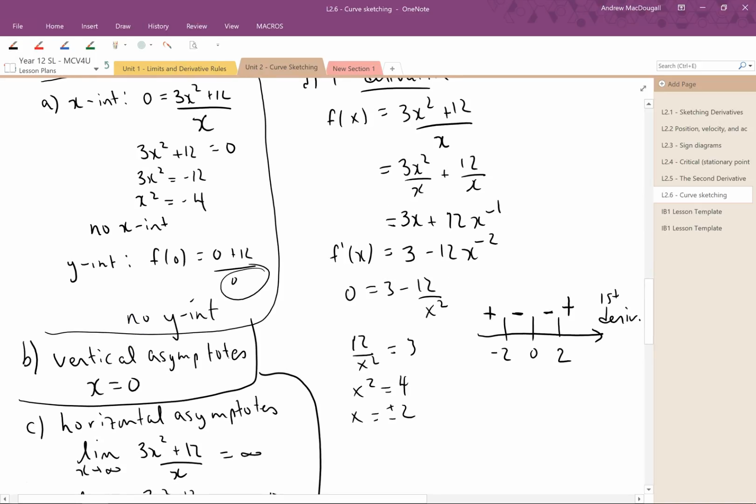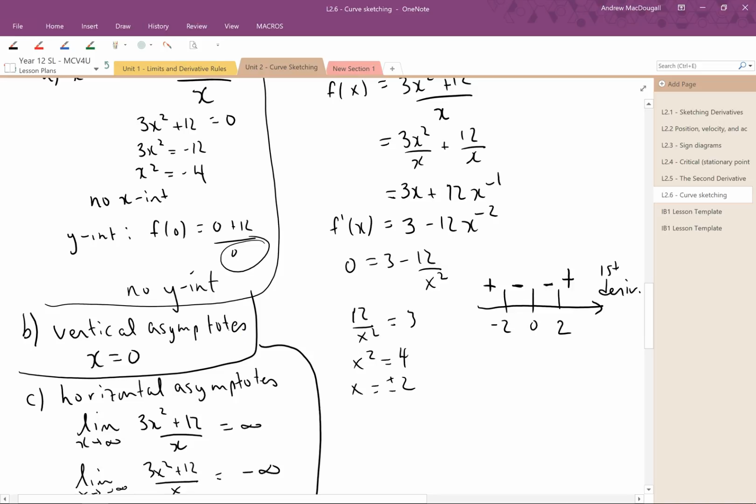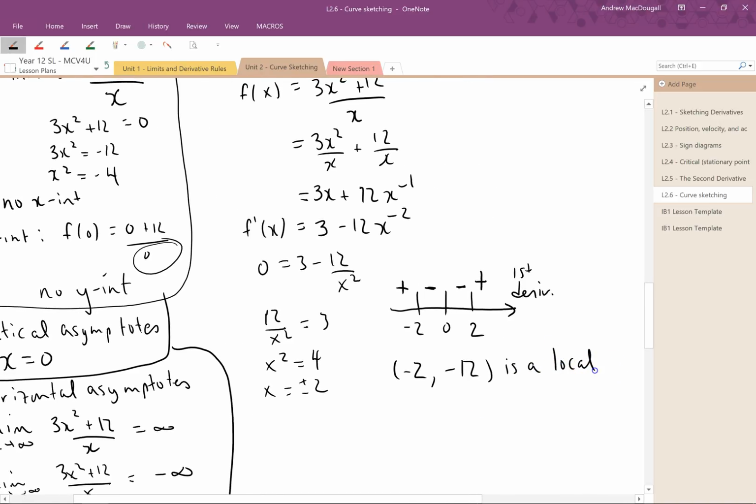Okay, so what does that tell us? Well, first of all, at negative 2, and what is f of negative 2? It's negative 12, which is what I get when I plug in negative 2 to the original function. This changes from positive to negative, so it's a local max. And if I plug in positive 2, I get positive 12, and there it changes from negative to positive, so that must be a local minimum.